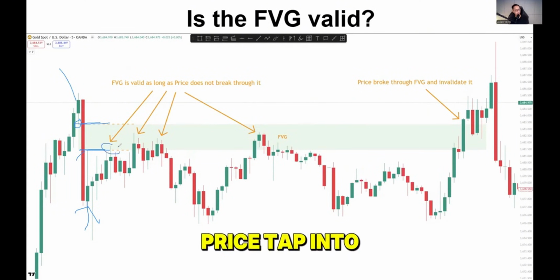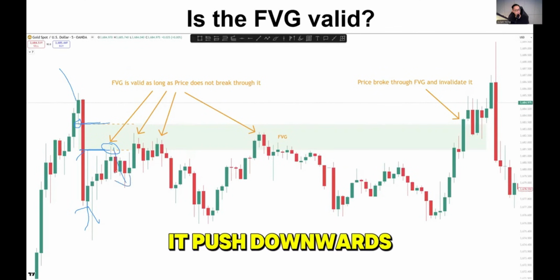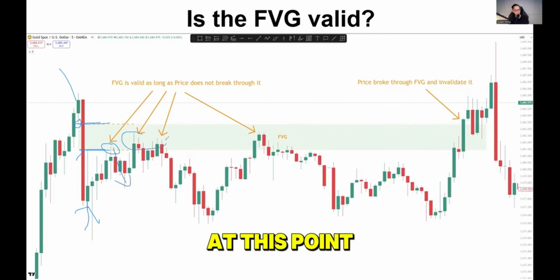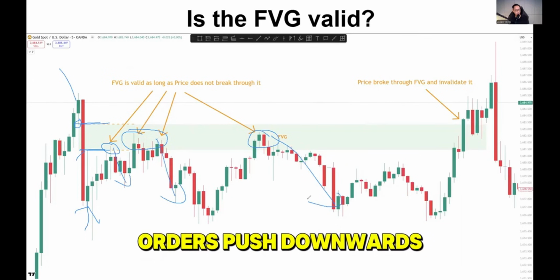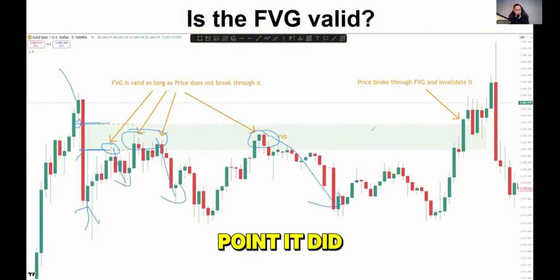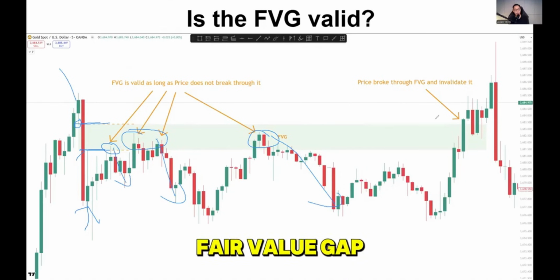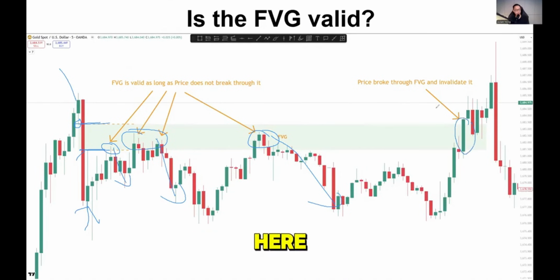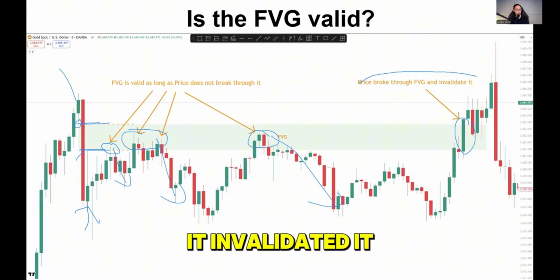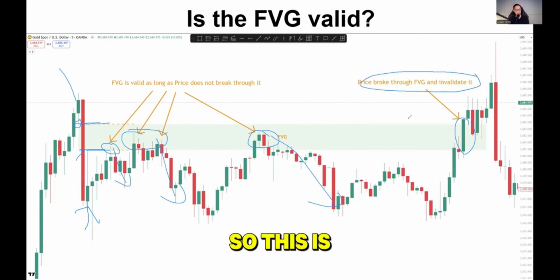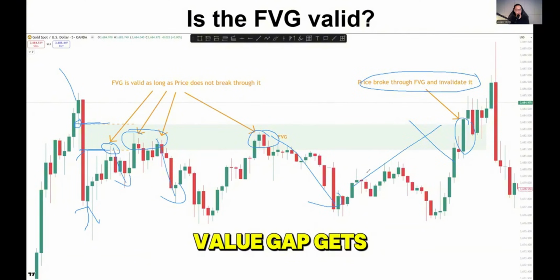So right here, you can see price tap into the fair value gap. It pushed downwards. At this point, it went in again, collected some more sell orders, pushed downwards as well. Collected more sell orders, pushed downwards. So at this point, it did not break the fair value gap because the candle did not close past the fair value gap. When did a candle close past the fair value gap? This one right here. When price broke through the fair value gap, it invalidated it. So this is when this fair value gap gets invalidated.